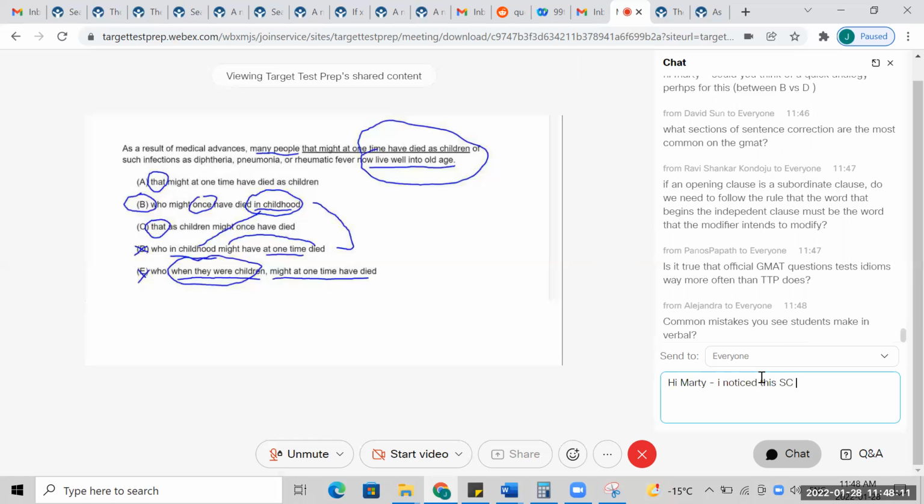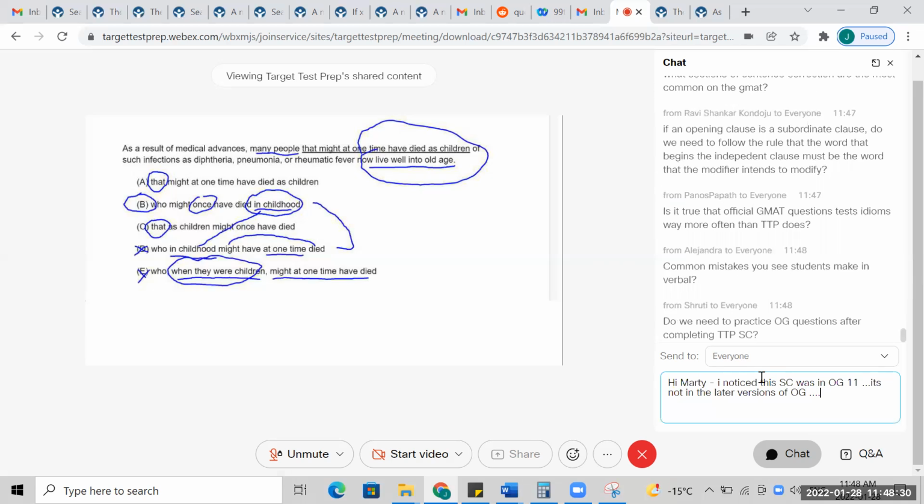Is it true that official GMAT questions test idioms way more? No, it's not. Part of the reason it might seem that way is that if you're going on GMAT Club and looking at questions, you're seeing a lot of old questions, and they used to put more idioms in there, but they kind of stopped because they want to make it a logical test. Also, if you live in the United States, you know these idioms, you've been speaking English all your life and hear them all the time.